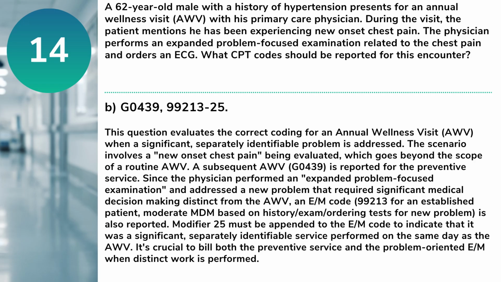the AWV, an E/M code, 99213 for an established patient, moderate MDM based on history/exam/ordering tests for new problem, is also reported. Modifier 25 must be appended to the E/M code to indicate that it was a significant, separately identifiable service performed on the same day as the AWV. It's crucial to bill both the preventive service and the problem-oriented E/M when distinct work is performed.